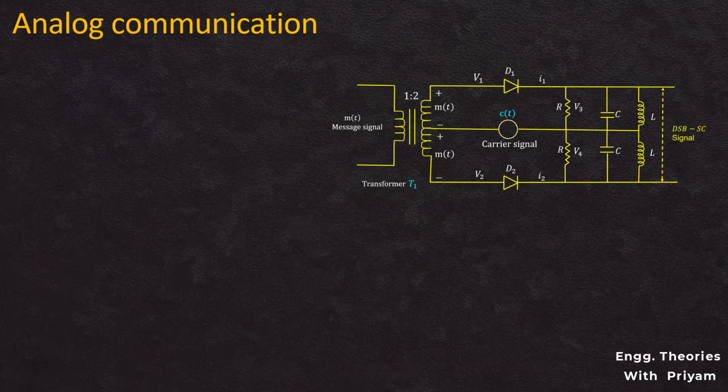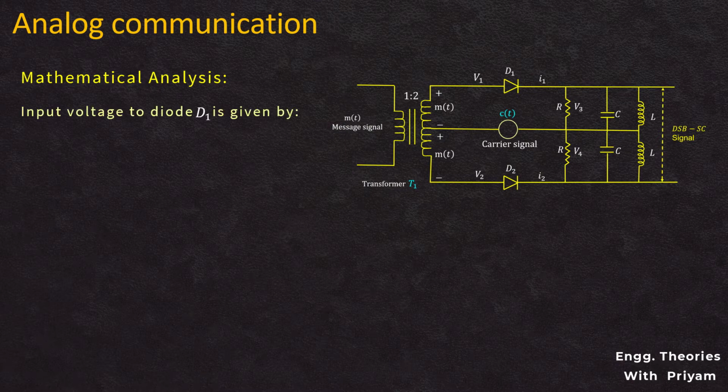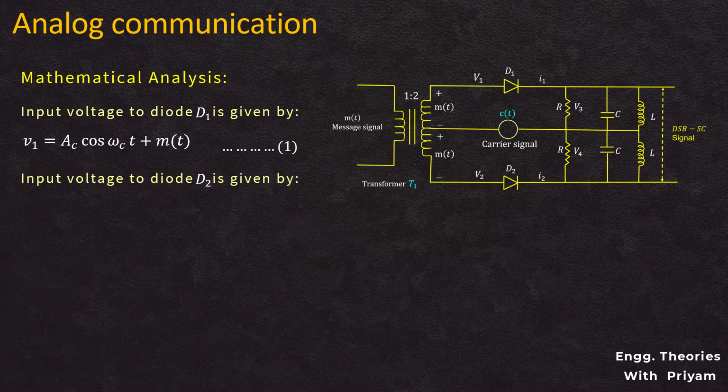Let's see the mathematical analysis for the balanced modulator using diode. In the block diagram, the modulating signal and the carrier signal are combined together and given as an input to the diodes. So, the input voltage to the diode D1 is given by V1 equals c(t) plus m(t), where c(t) is the carrier signal and it is represented by Ac cos omega c t. Identify this equation as equation number 1. The input voltage to the diode D2 is given by V2, which is equal to Ac cos omega c t minus m(t).